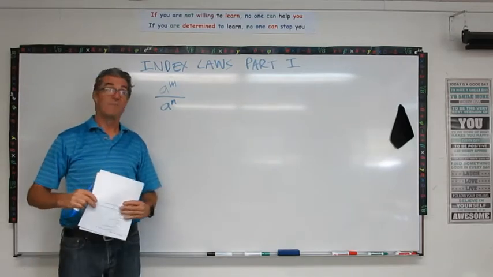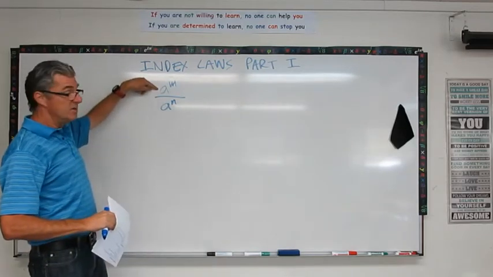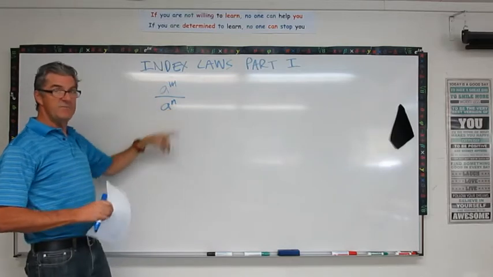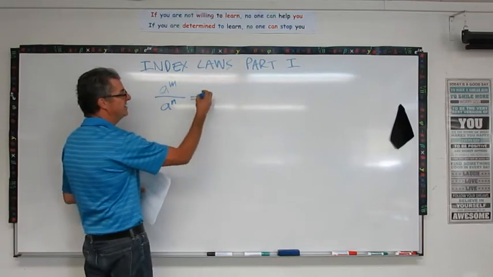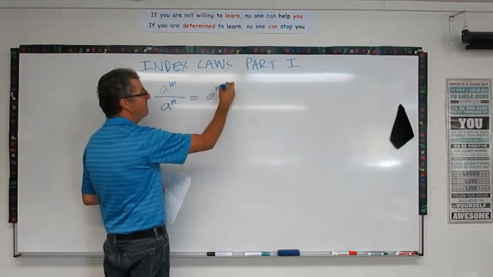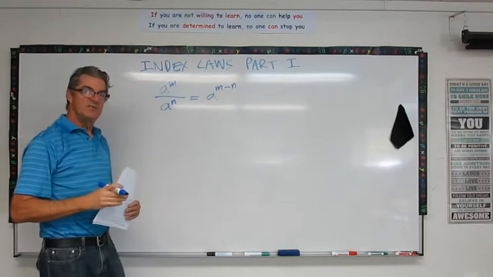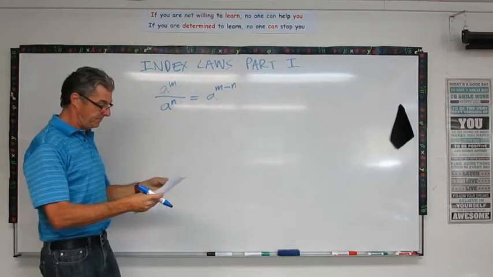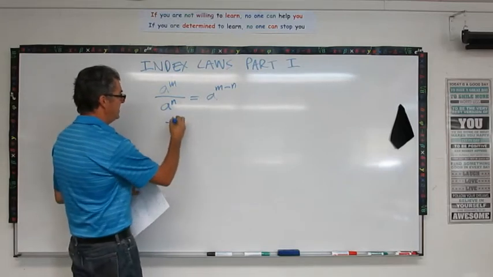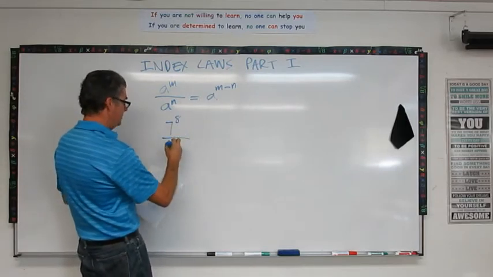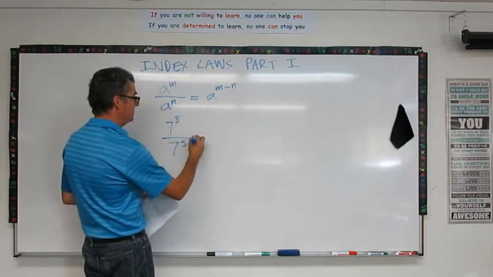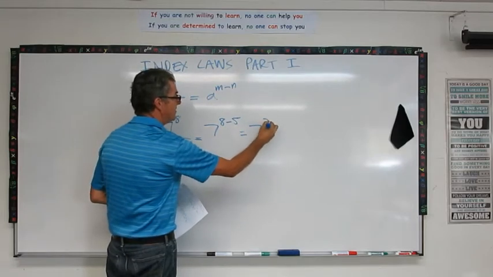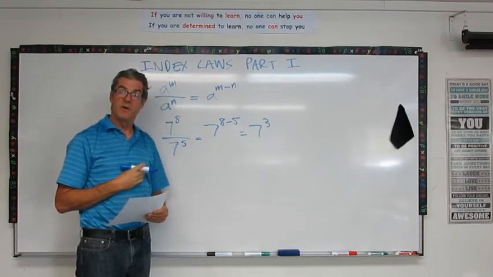Okay, the second law. When you have a term over a term, like a to the m power over a to the n power, it's subtraction. This would give us a to the m minus n. Similar to the multiplication we added, with division we subtract. Let's do an example. 7 to the 8 over 7 to the 5 is going to be 7 to the 8 minus 5, which is 7 to the 3rd power.